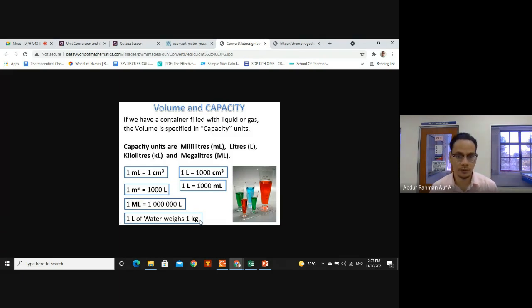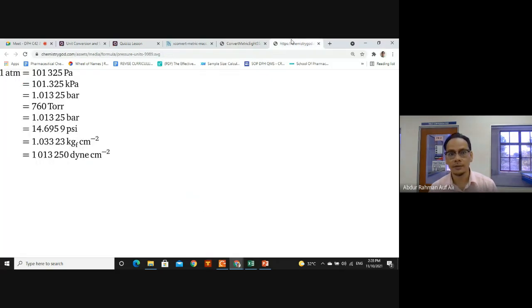Decimeter dia tak tunjuk di sini. So 1 liter bersamaan dengan 1000 centimeter cubic. 1 liter juga bersamaan dengan 1000 mililiter. Right? Another one adalah pressure. So these are pressure, dia menarik sikit. Okay? So pressure because of the units bukan dalam apa nama?